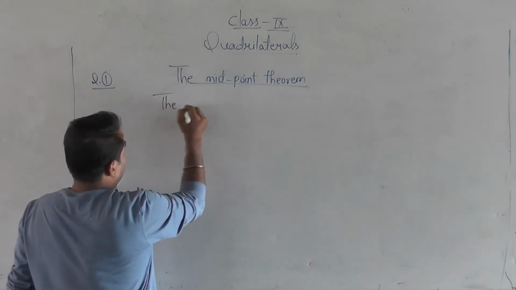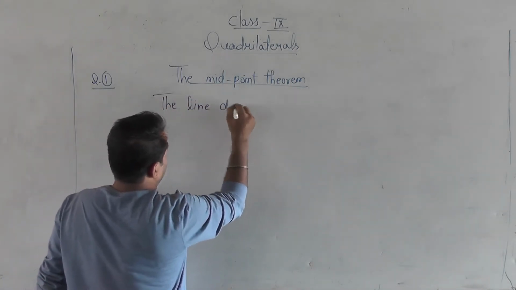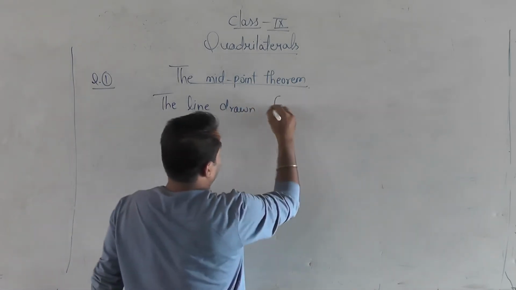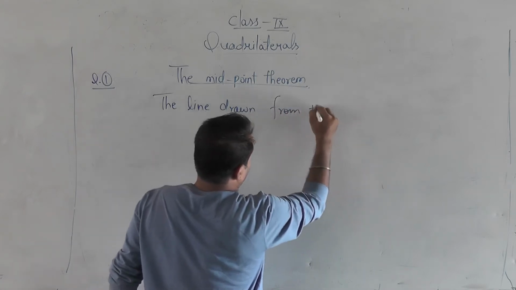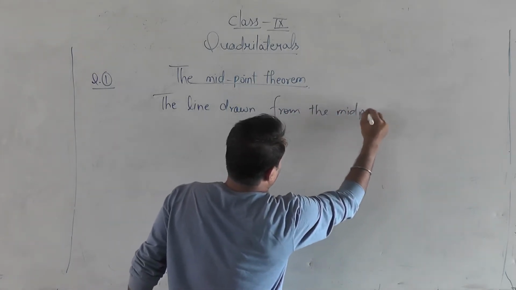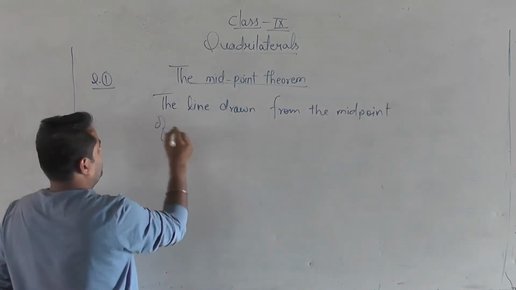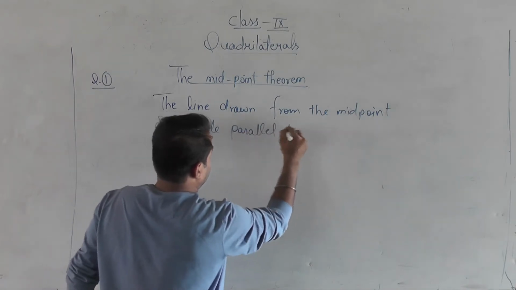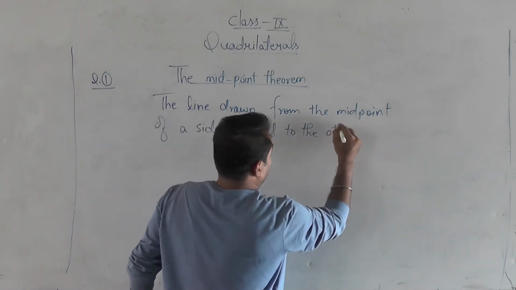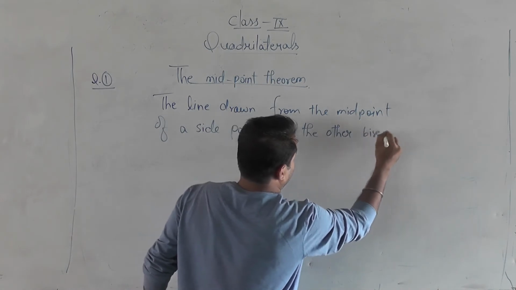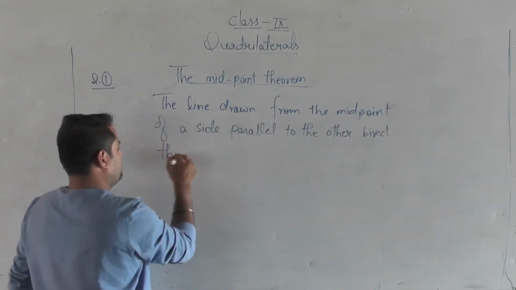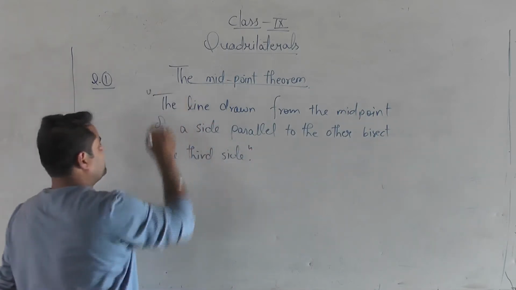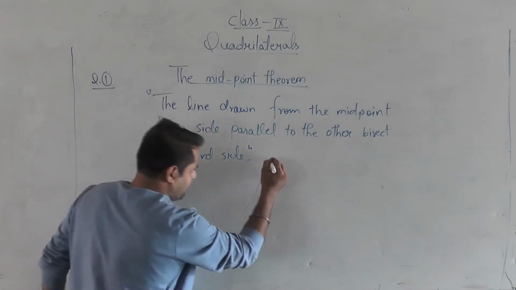The line drawn from the midpoint of a side, parallel to the other side, bisects the third side. Okay. The meaning of that statement is, let us see with the help of a diagram.